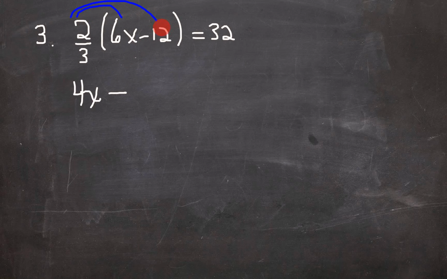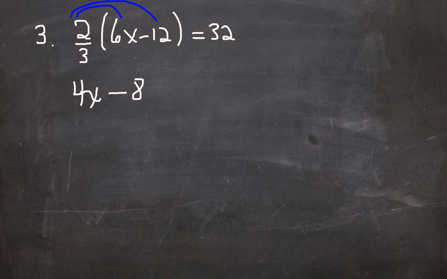Now 2 times 12 is 24, and 24 divided by 3 is going to give you 8. 3 is the denominator, so it divides. 2 is the numerator, it multiplies. Let's do that one more time. 2 times 12 is 24. That 24 divided by 3 gives us 8. So let's write the 8 down right there. I knew it was a negative because the positive times the negative gave me the negative.